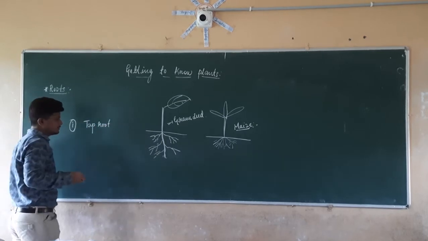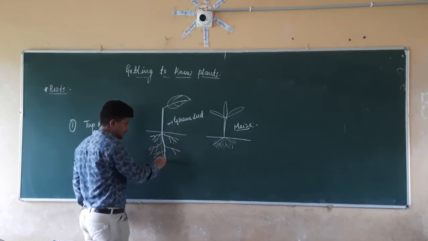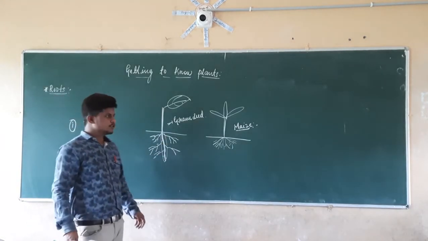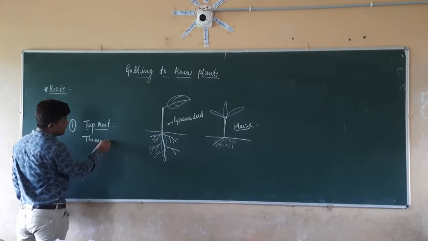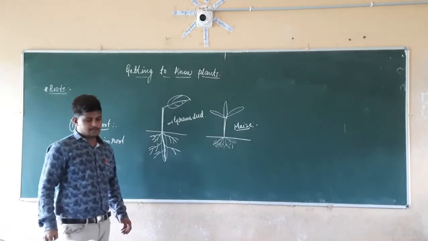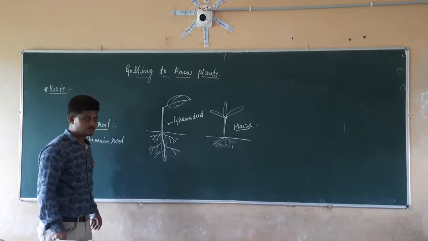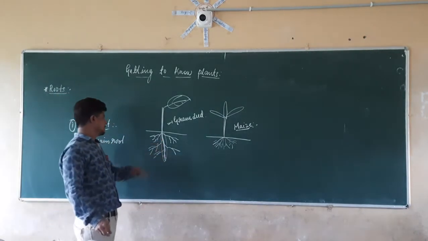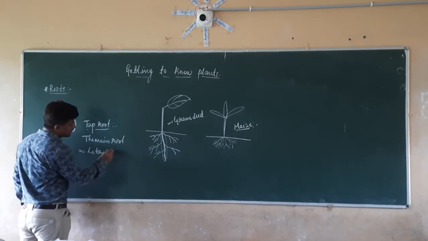So this is the first form. The major root which is going here is known as the tap root. So the tap root is nothing but the main root. The main root is the tap root. Again, if you see this main root, there are branches on it. So these branches are nothing but what? Those branches are known as the lateral roots.